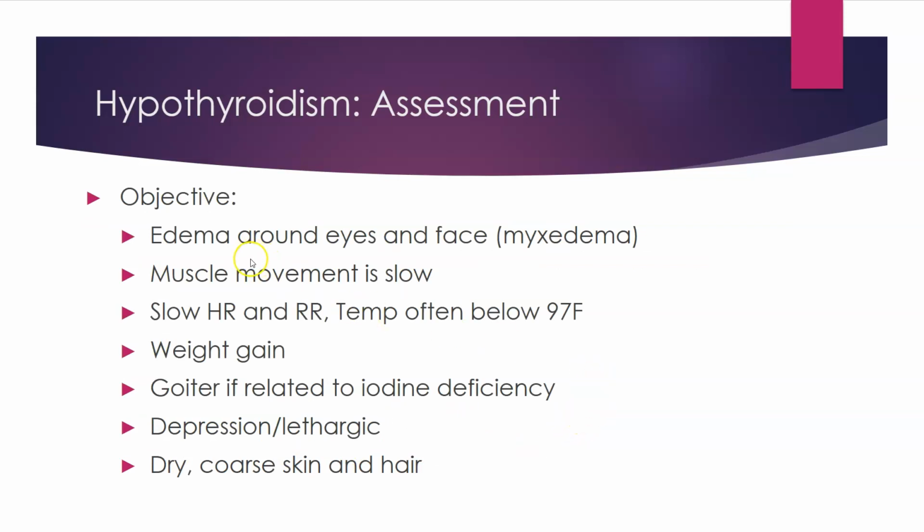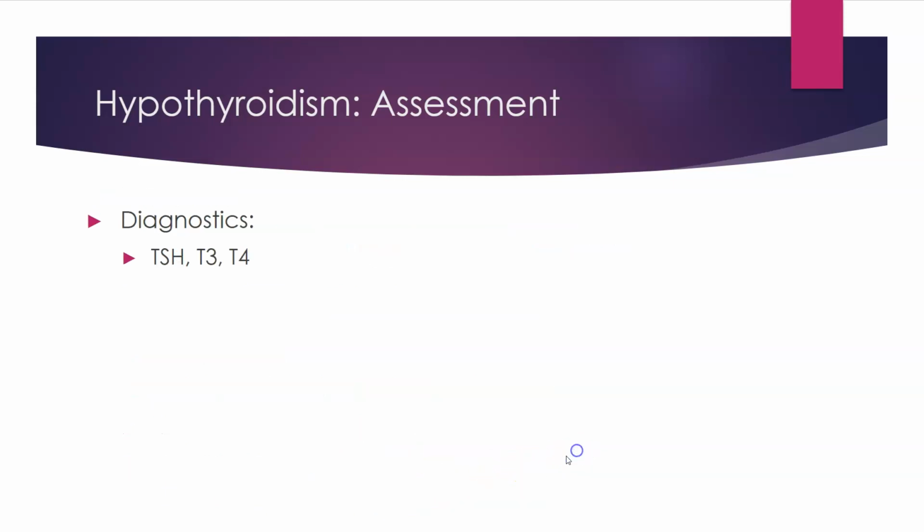What will we see? The edema, muscle movements are slow, heart rate, respiratory rates are slow, temp is decreased, weight is increased. They might have goiter related to iodine deficiency, depression, lethargic, and like I said before, that hair is dry, coarse, and kind of scratchy sometimes. Diagnostic-wise, we're doing levels for TSH, T3, and T4.